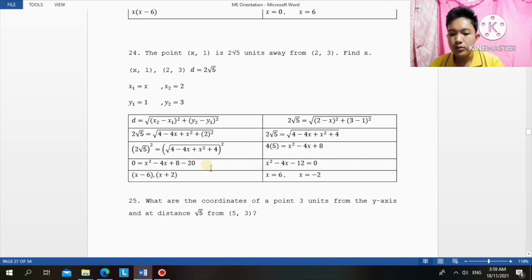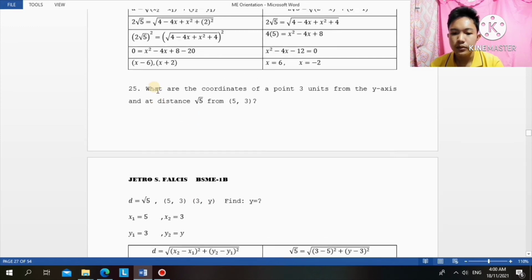8 minus 20 will become negative 12. So, x squared minus 4x minus 12 is equal to 0. Equate to 0 to factor out. So, the factors of x squared minus 4x minus 12 are (x minus 6) and (x plus 2). So, the value of x is 6, then negative 2. So, the point is either (6, 5) or (negative 2, 5).